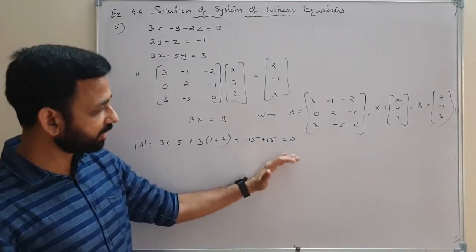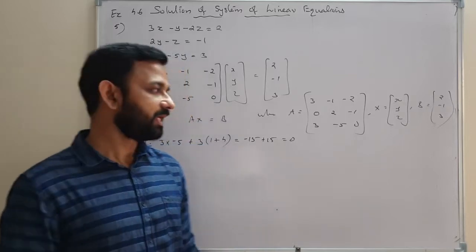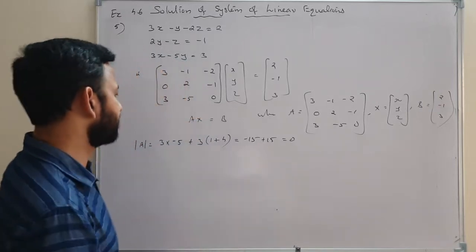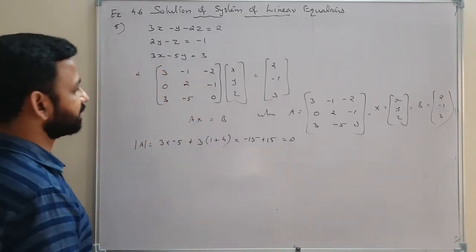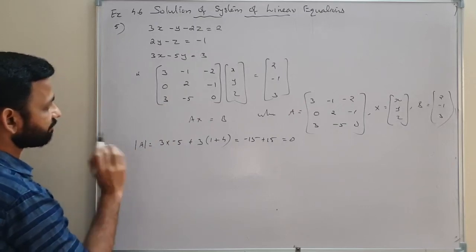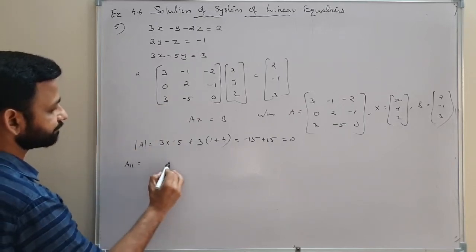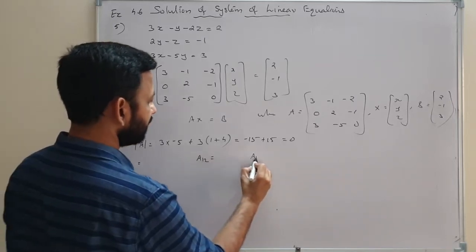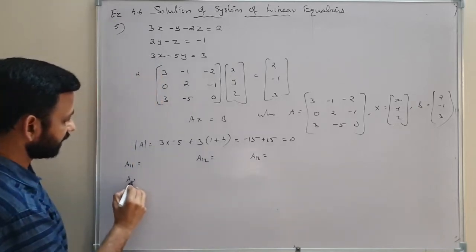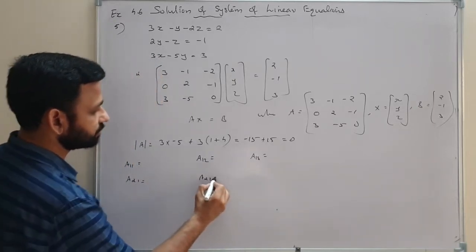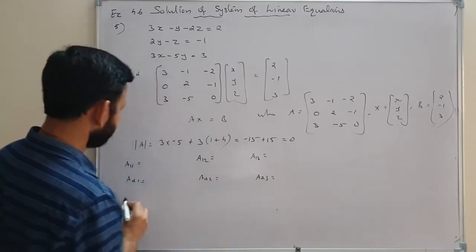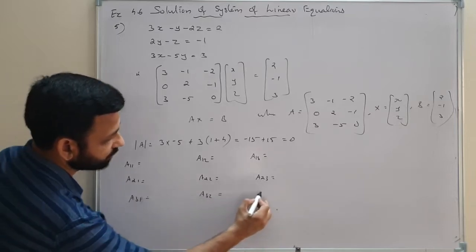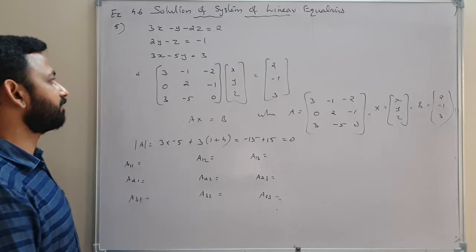If determinant A not equal to 0, the system is consistent. If determinant A equal to 0, we need to find adjoint A into B. Then only we can say that. Adjoint A is transpose of cofactor matrix. So we need to find all the cofactors A11, A12, A13, A21, A22, A23, A31, A32, A33.